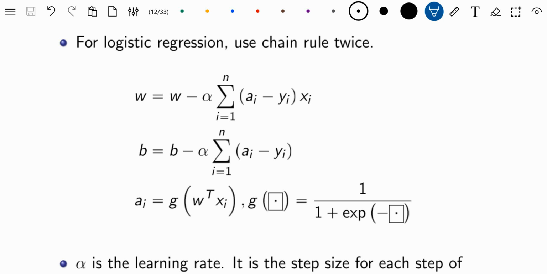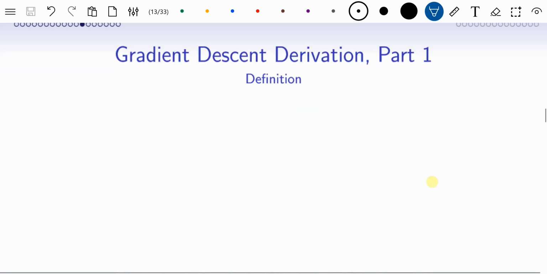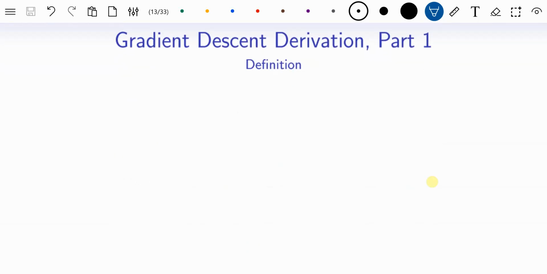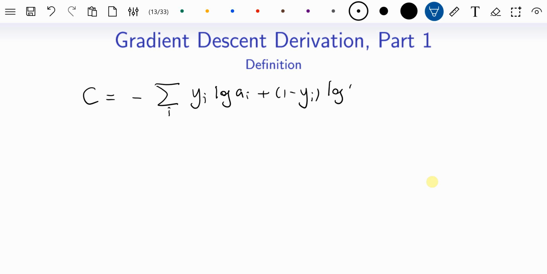So here we are trying to figure out why, for the logistic regression, the gradient descent step looks like this. So let's start by taking the derivative and then find the gradient. So remember from the beginning, the cost function is minus the cross entropy loss: yi log ai plus 1 minus yi log 1 minus ai. So ai is the logistic function, which is 1 over 1 plus e to the minus that linear combination.